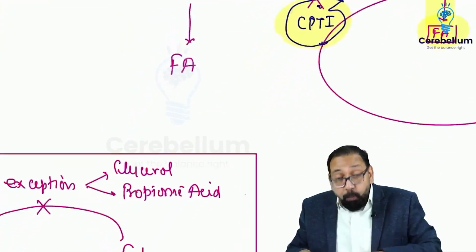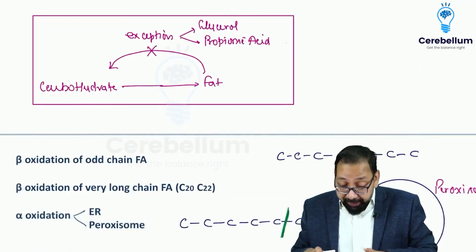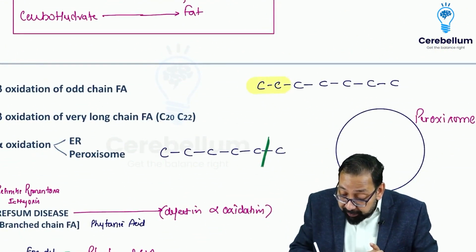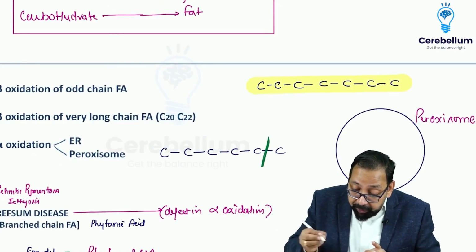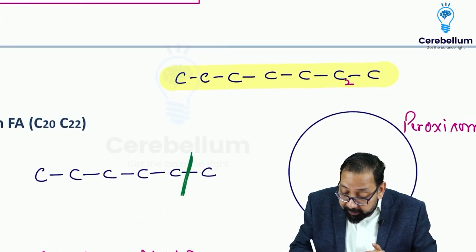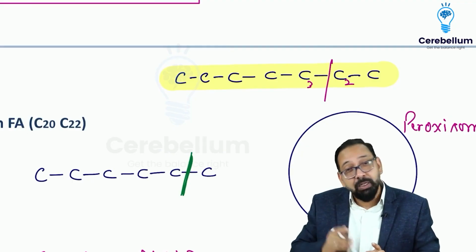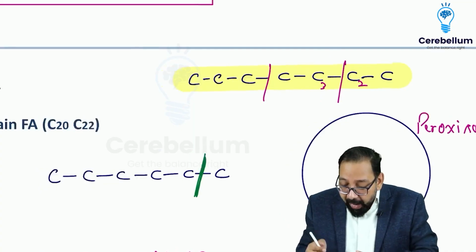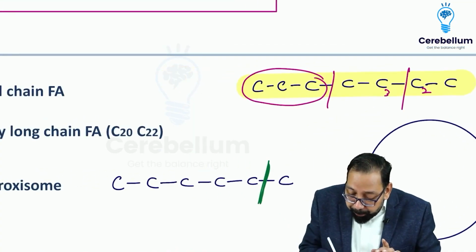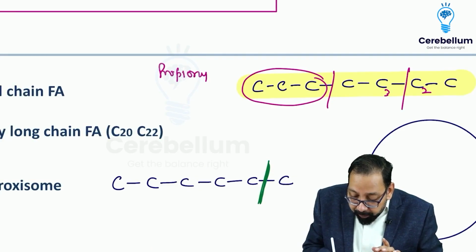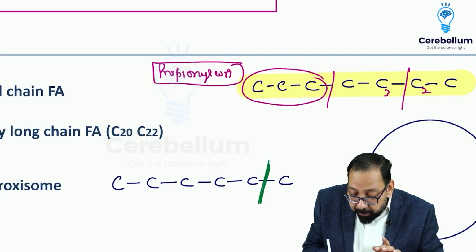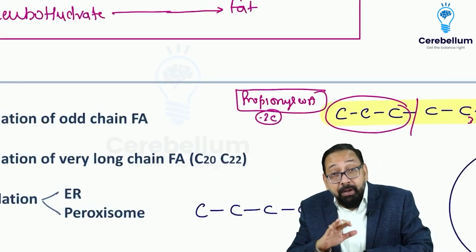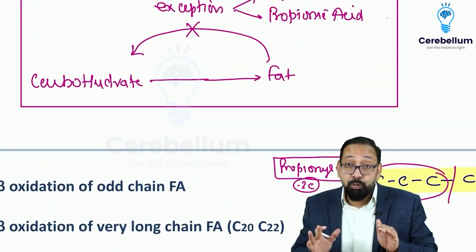Now, beta oxidation of odd chain fatty acids. Suppose this fatty acid has 7 carbons. Beta oxidation means a cut between C2 and C3. First beta oxidation gives acetyl coenzyme A. Second beta oxidation gives acetyl coenzyme A. And the end product would be propionyl coenzyme A, a 3 carbon fatty acid. You know, fats are never a substrate for gluconeogenesis.